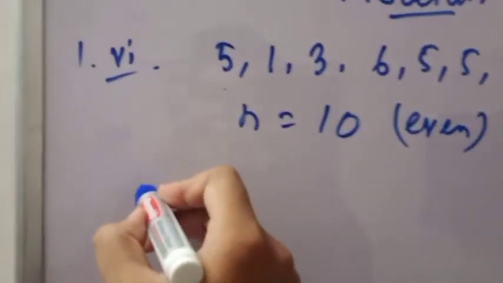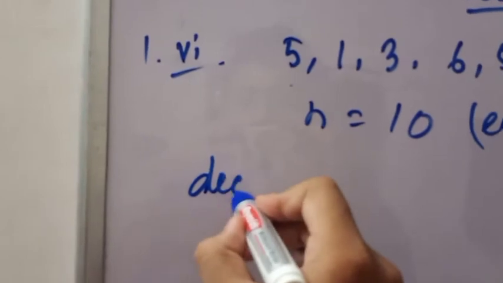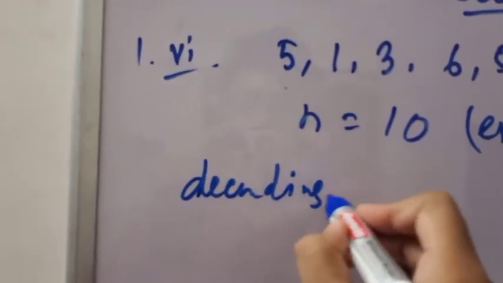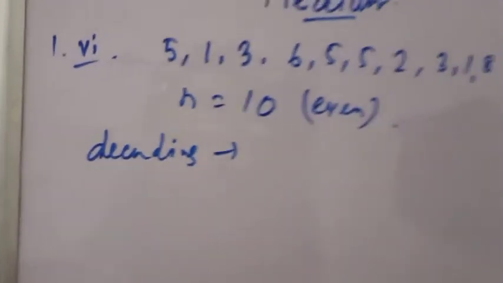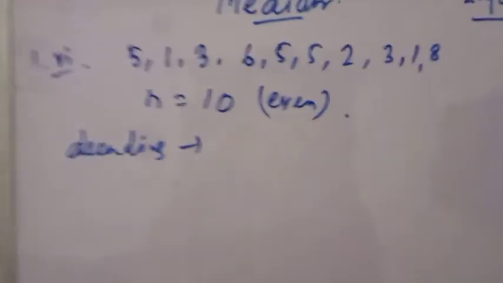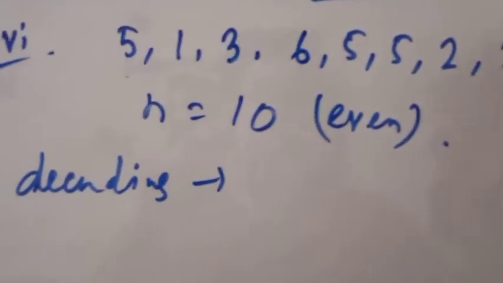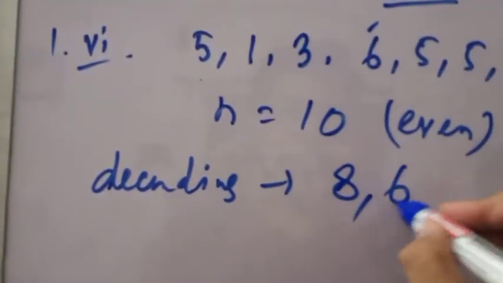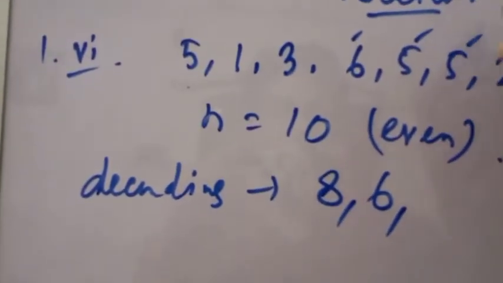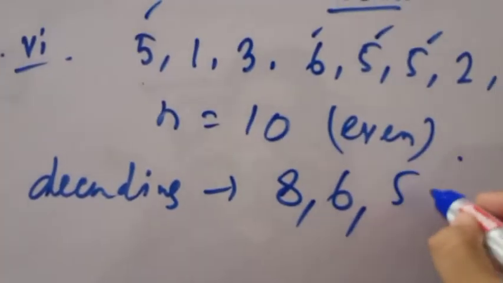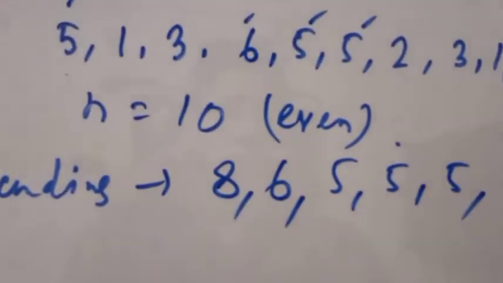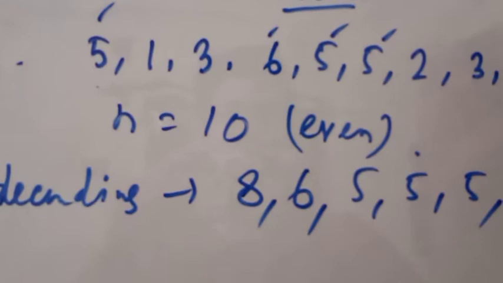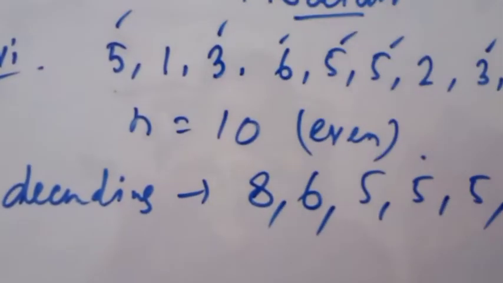Now first write in ascending or descending order. I am writing in descending order. Before, we wrote in ascending order. Now descending. In descending we can write 8. Next 6. Next 5. 3 fives are there. So 5, 5, 5. Next 3.